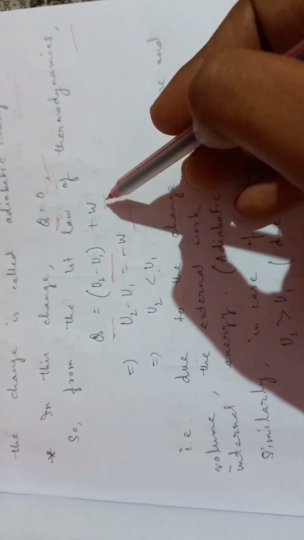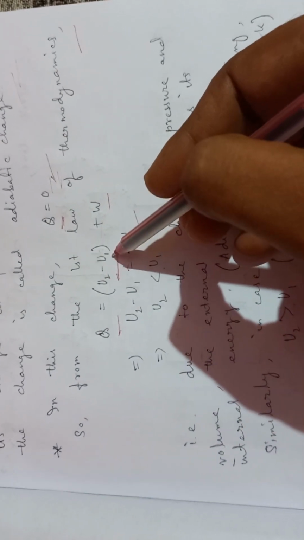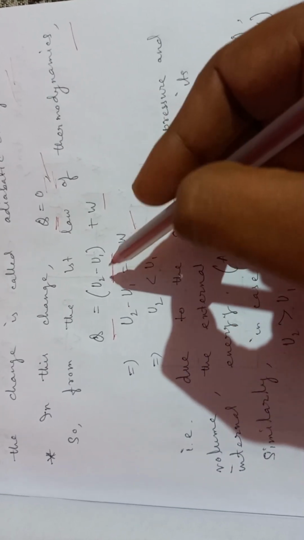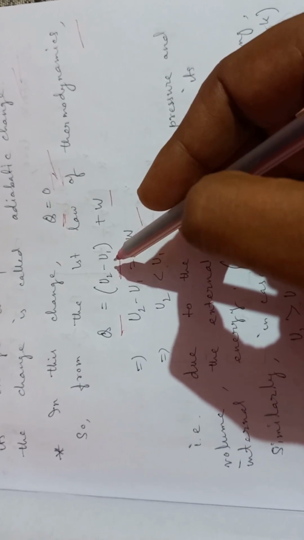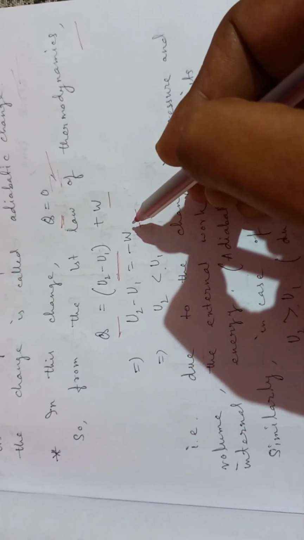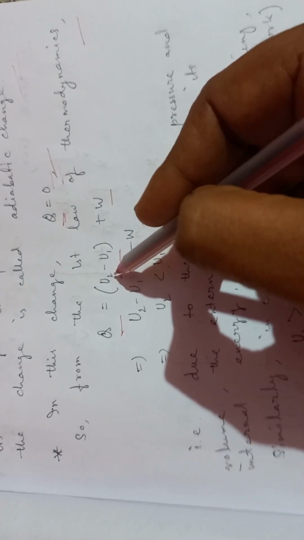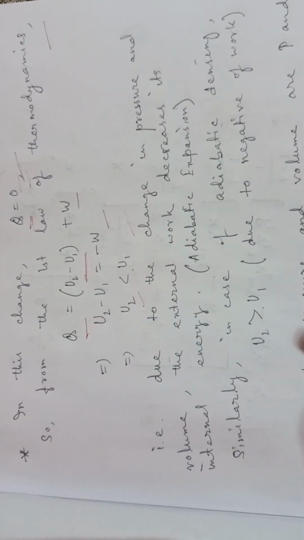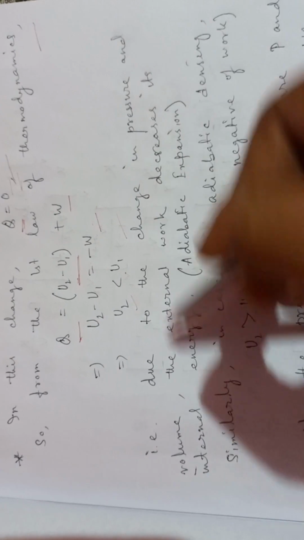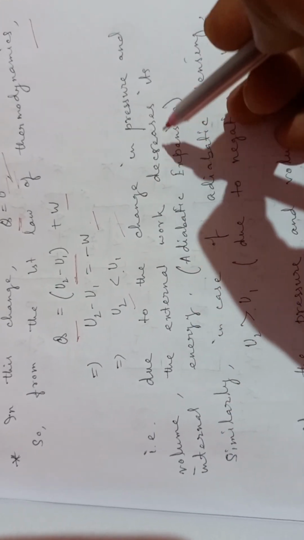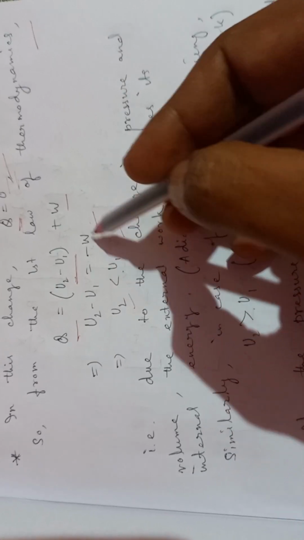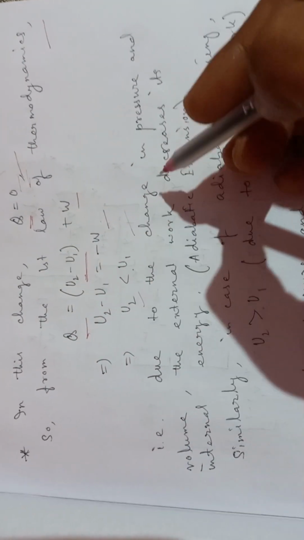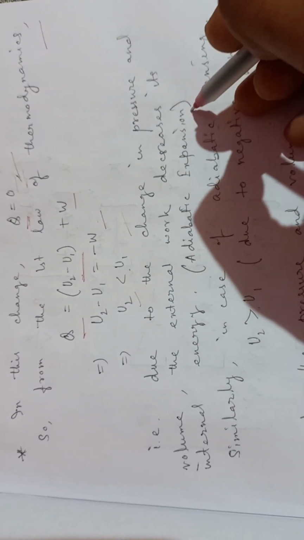Means if work is done, then internal energy will be decreased, because for work done all the internal energy is used to do the work. So there will be a decrease in internal energy. So here U2 is less than U1. Due to the change in pressure or volume, external work decreases its internal energy. So the work done to change its pressure or volume, the internal energy will be decreased in adiabatic expansion.